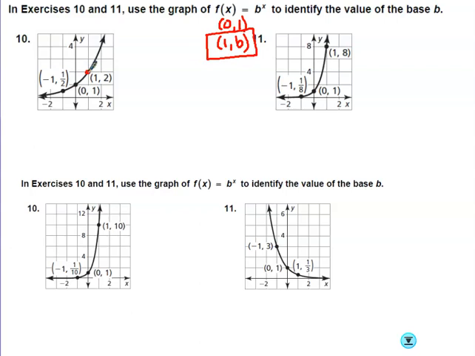So in our first number 10, I see that point here, 1, 2. So that means that my b value has to be 2. In the second graph on the right, I see the point 1, b, which means my b value is going to have to be 8. Go ahead and try the next couple.